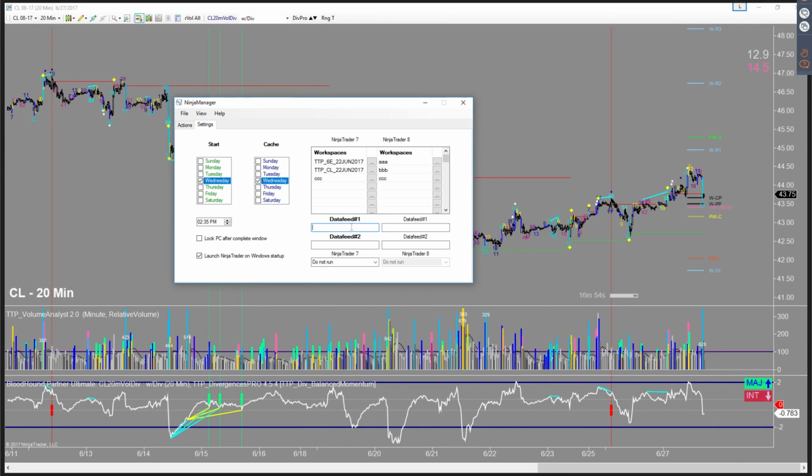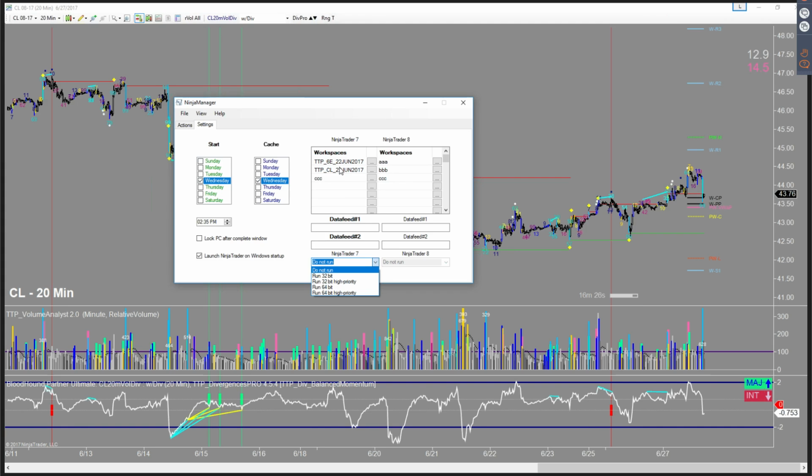You can connect to two different data feeds. So if you're trading a live account like I am, you may have two different data feeds, one for your live data, one for the order routing. You can set 32 or 64. You can run high priority, which will give NinjaTrader greater priority than the other programs that you have open. And again, choose whichever workspaces that you want open.